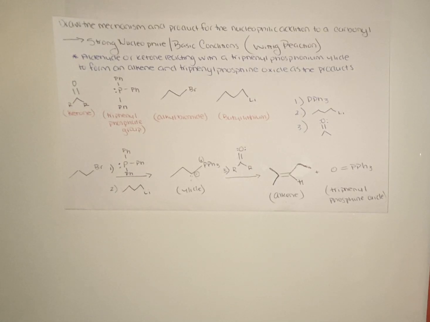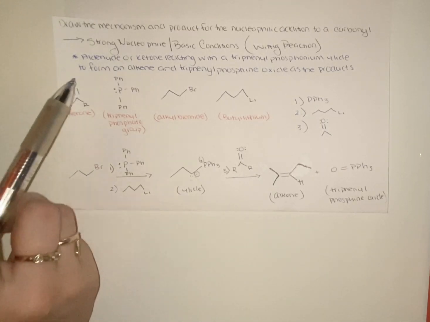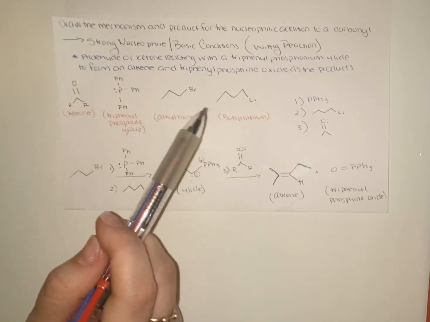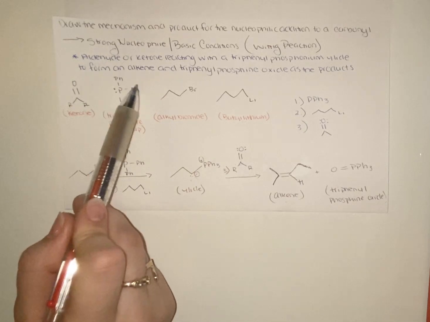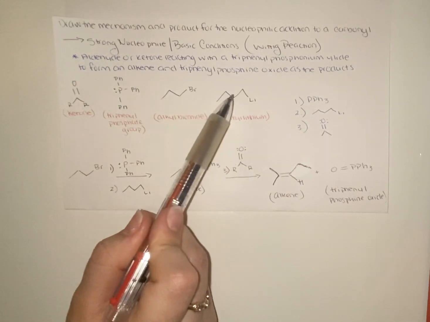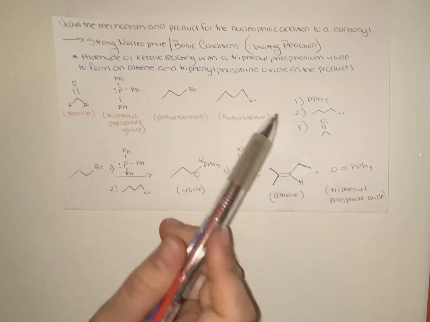So this is from Module 7, from letter D. This is the draw the mechanism and product for the nucleophilic addition to a carbonyl. This includes a strong nucleophile, and it is under basic conditions, which is the Wittig reaction. And the Wittig reaction is an aldehyde or a ketone reacting with a triphenylphosphonium ylide to form an alkene and triphenylphosphine oxide as the products.